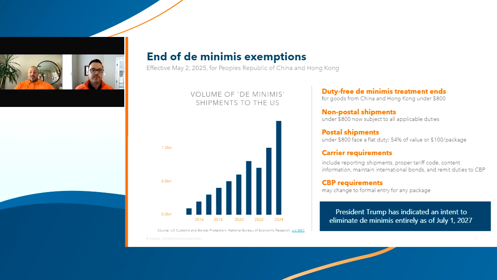The only kind of change that's happened is that President Trump has indicated his intent to eliminate de minimis entirely as of July 1st, 2027. And again, it remains to be seen. With that kind of runway, it gives larger merchants and smaller merchants alike time to adjust their supply chain. But as we parse through the fallout of what happened last night, we'll have more and more clarity. So it's really interesting to see how things are going.